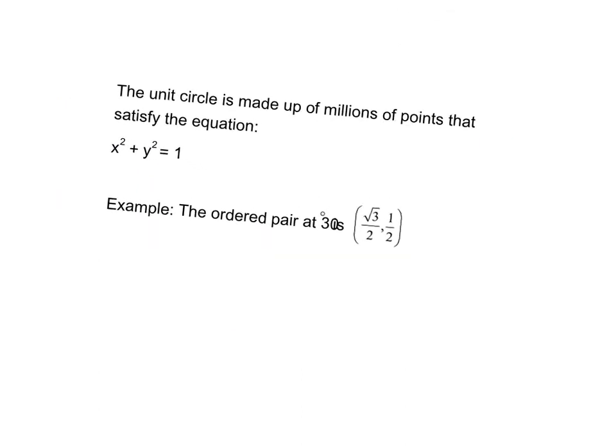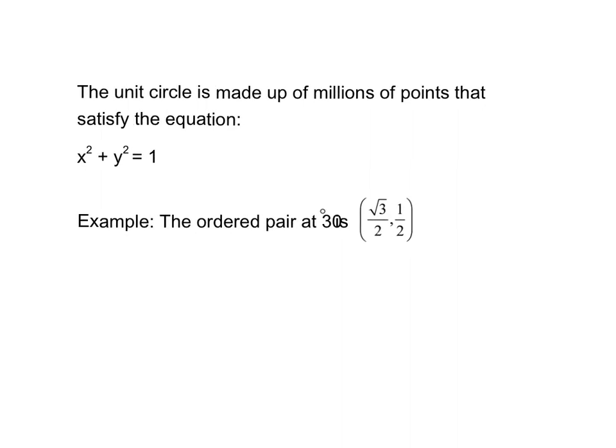So, now, obviously the unit circle is not made up of just the points from the special right triangles. There's obviously millions of points on there, but they all satisfy this equation. This is the simplest circle equation that you guys have seen before.